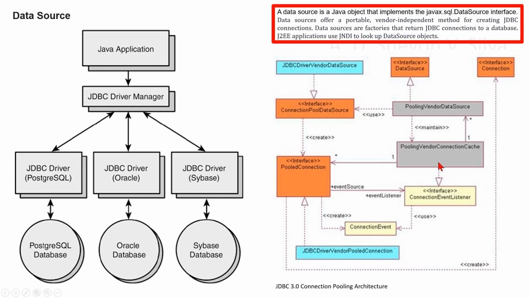Here pooling vendor connection cache is connected to connection event listener. Here the pool connection is connected to connection event listener via plus event source and plus event listener. And here connection event listener is connected to connection event via use. Here the pool connection is connected to connection event via create, and here JDBC driver vendor pool connection implements pool connection, and here the pool connection is connected to connection via create.